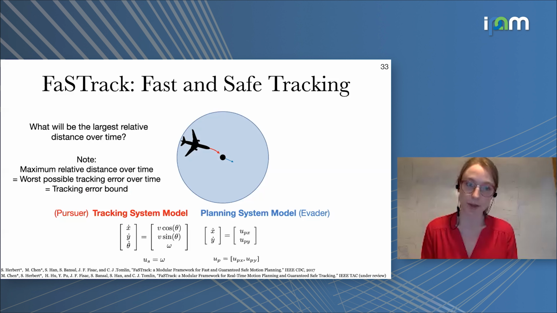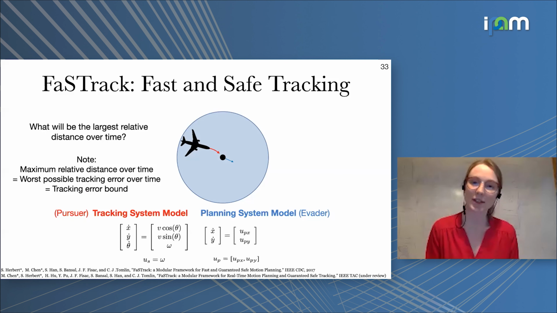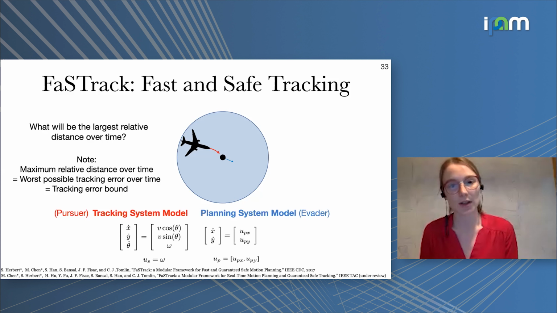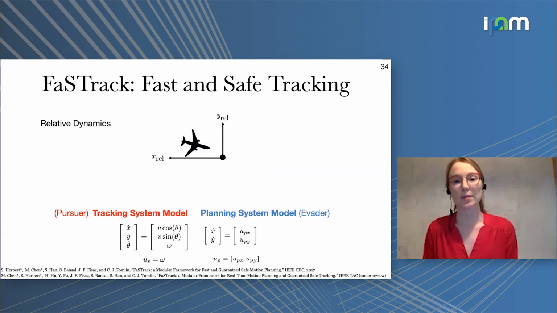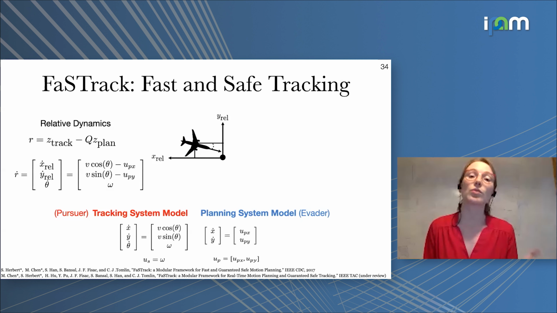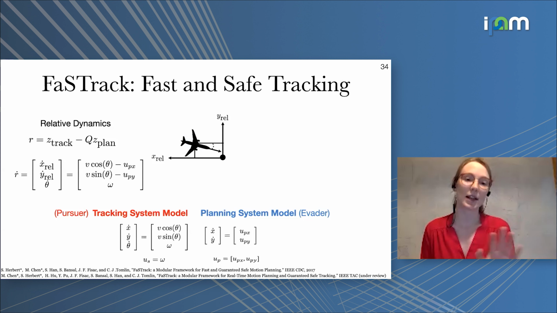So to do this, because we care about relative distance, we care about relative state. Because we care about relative state, we care about relative dynamics. So the first thing we have to do is look at the relative dynamics between these two systems. So in this particular case, we set the planning agent to the origin and look at the dynamics of the tracking agent relative to the planning agent. Here we're taking the 3D dynamics and we're subtracting out the 2D planning system dynamics.